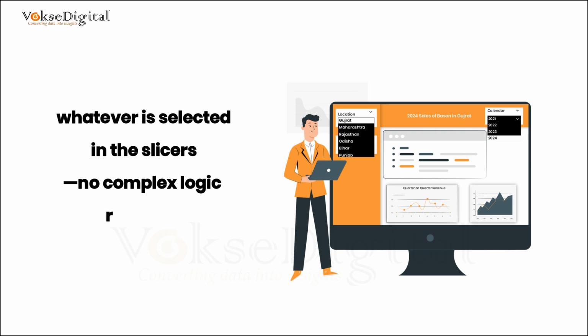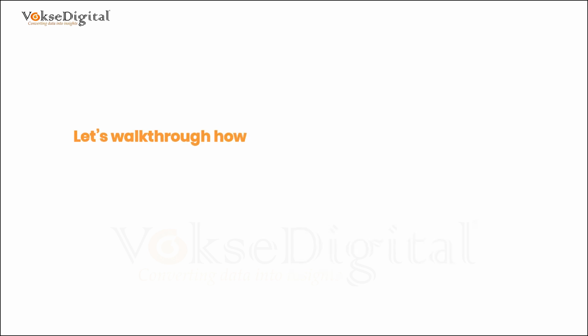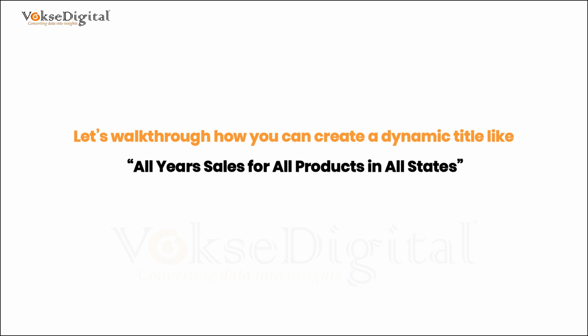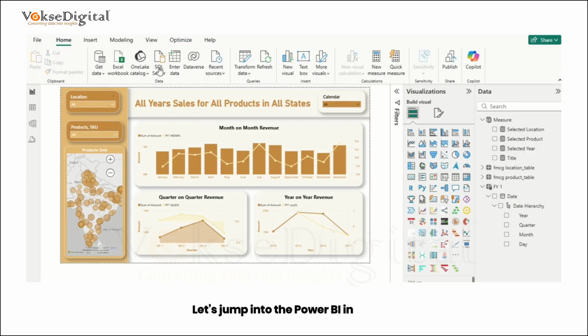No complex logic required. Let's walk through how you can create a dynamic title like "All year sales for all products in all states" that changes with slicer input. Let's jump into the Power BI interface and walk through the steps to create a dynamic title based on slicer values. Step 1. Load your data.